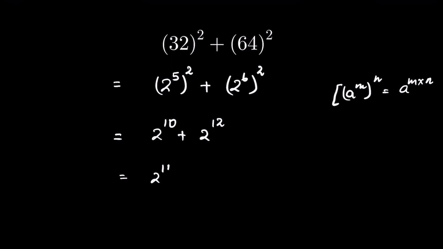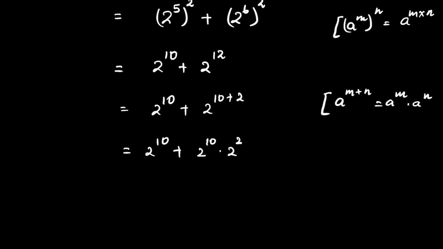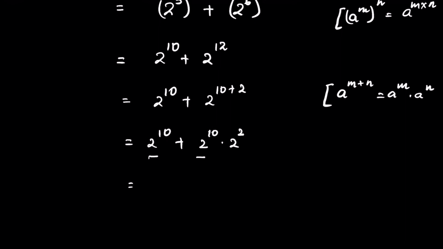Again, this is 2 to the power 10. We can write this 2 to the power 12 as 2 to the power 10 plus 2. Again, we have an identity where a raised to the power m plus n is equal to a to the power m times a to the power n. So we can write it as 2 to the power 10 plus 2 to the power 10 times 2 to the power 2. Now 2 to the power 10 and 2 to the power 10, we can take as common. So 2 to the power 10 times 1 plus 2 to the power 2, which is 4.